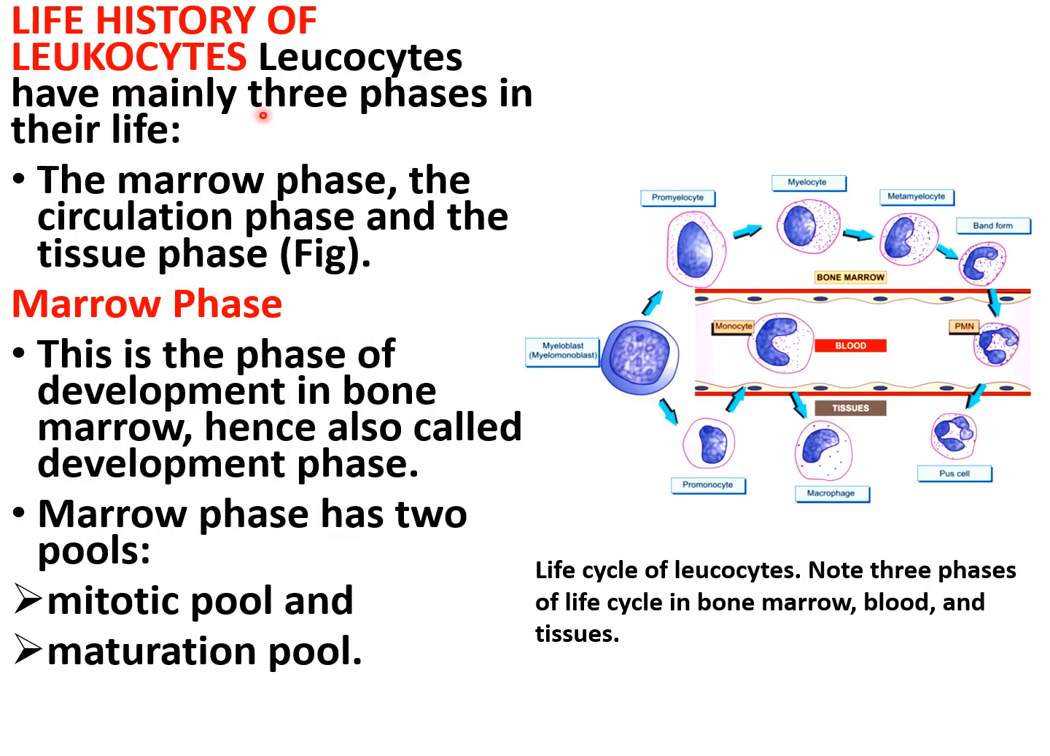So life history of leukocytes. Leukocytes have mainly three phases in their life: marrow phase, the circulation phase and tissue phase. So marrow phase. This is the phase of development in the bone marrow, hence it is also known as development phase. Marrow phase has two pools, mitotic pool and maturation pool.